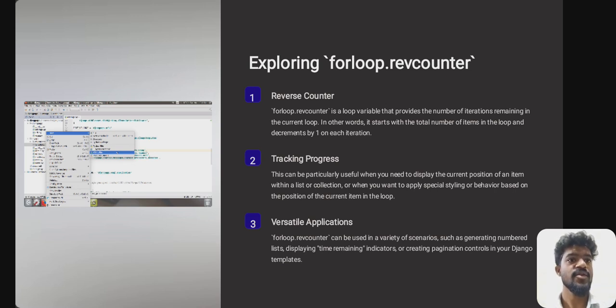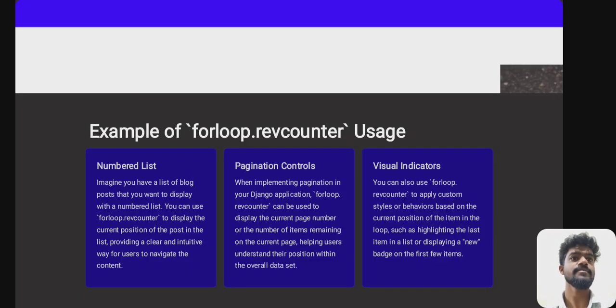Versatile applications. forloop.revcounter can be used in a variety of scenarios, such as generating numbered lists, displaying time remaining indicators, or creating pagination controls in your Django templates. Example of forloop.revcounter usage.